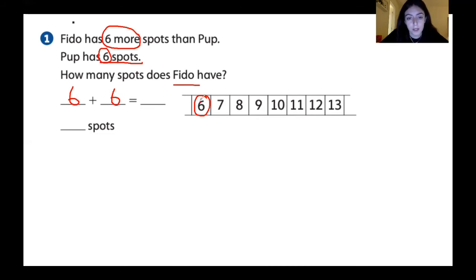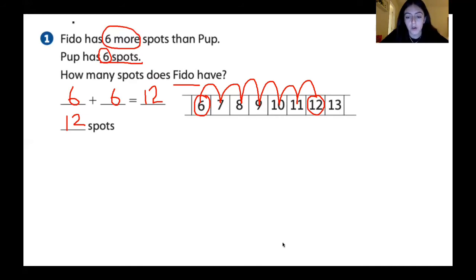So we're going to jump 6. Ready? 1, 2, 3, 4, 5, 6. Ta-da! So our number is 12. So Fido has 12 spots. You see how these word problems can get a little tricky? But it's important to look for this important information, and then they'll get easier.